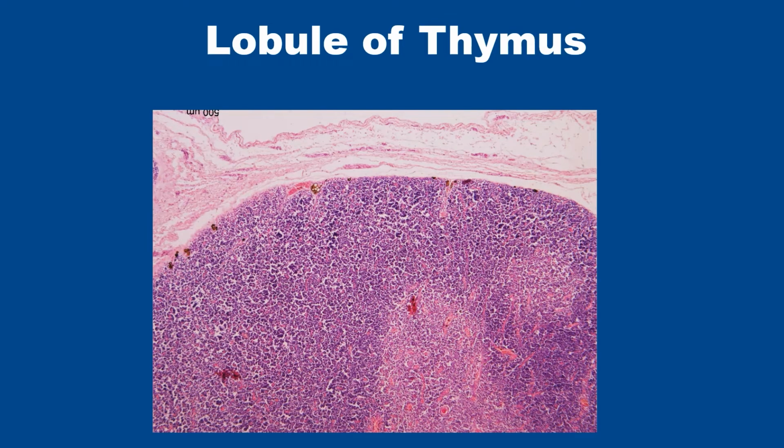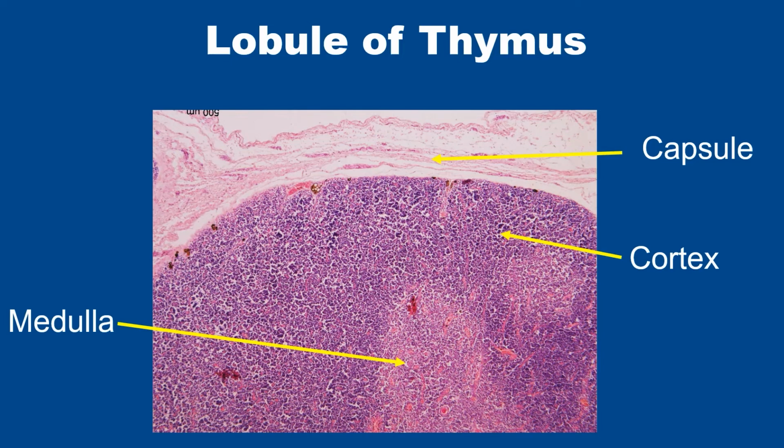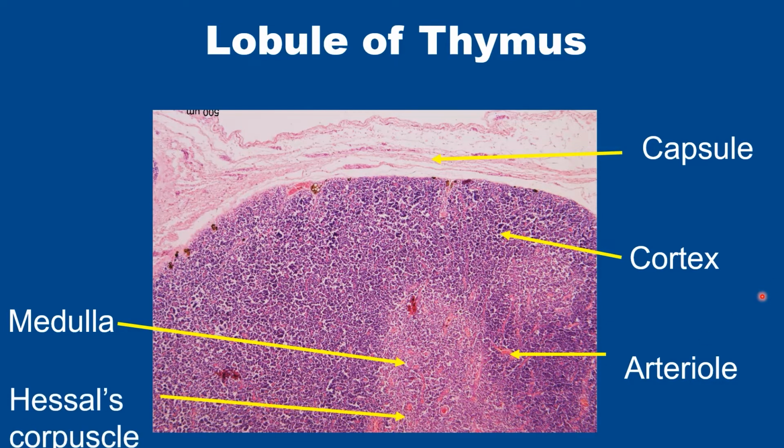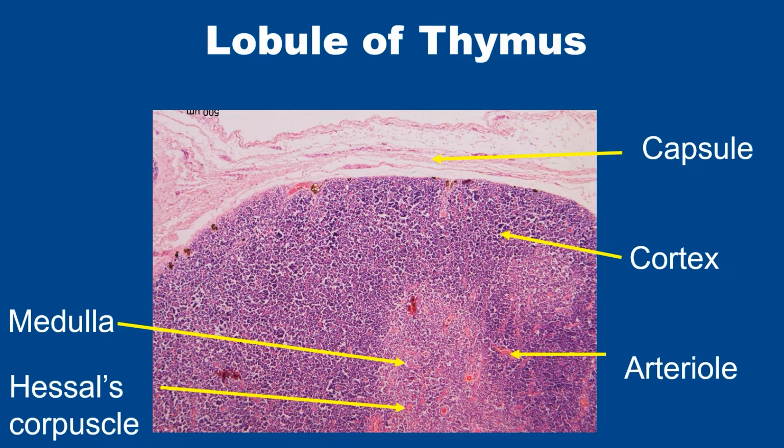This is also a lower power view of the lobule of the thymus gland, where you can see the capsule, the darker color cortex, and the lighter color medulla. The arterioles are visible in the cortex, and there are lots of Hassall's corpuscles in the medulla. So one of the specific features for identification of the thymus is the presence of Hassall's corpuscles.